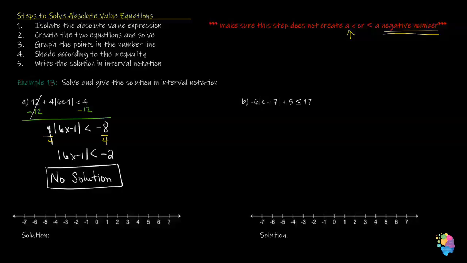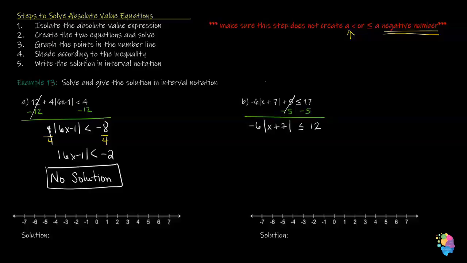Let's try it again. We do B. I notice that the absolute value is on the left side of the inequality, but it has that minus 6 and that plus 5. So I'm going to move the plus 5 first by subtracting 5 from both sides. From left to right, I'm left with negative 6 times the absolute value of x plus 7. The 5s get eliminated, and that's less than or equal to 12.